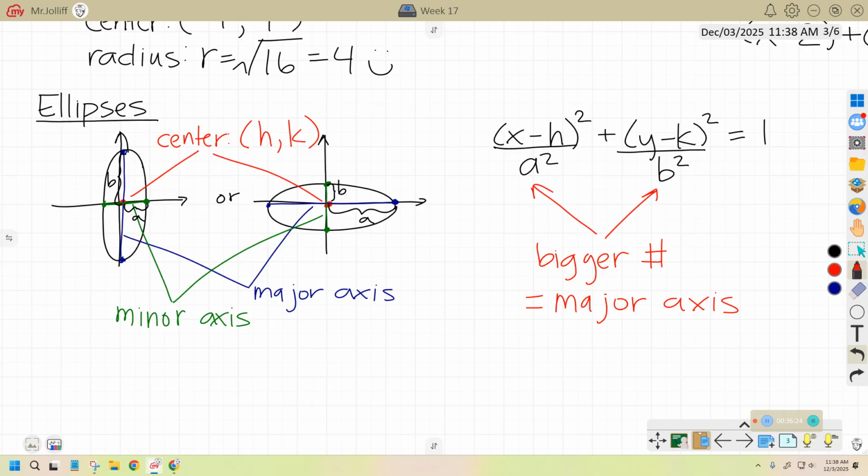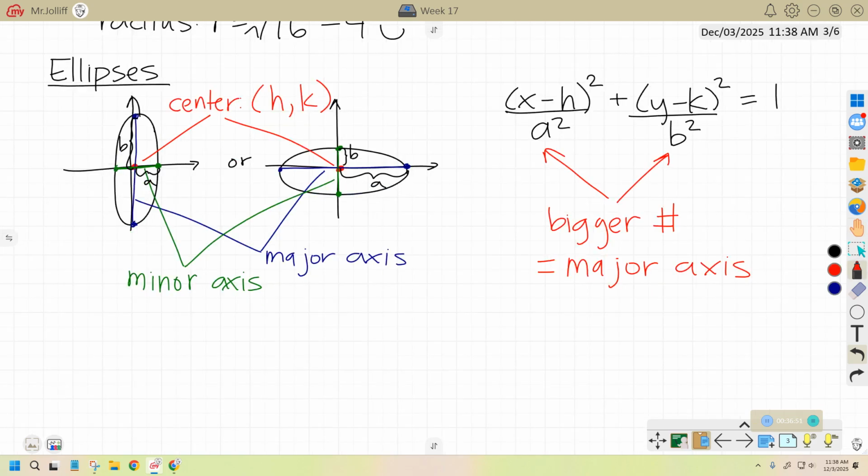So we're going to do the same thing that we did for circles. We're going to identify A, B, and the center. And then we're going to practice graphing from those. And then we're going to identify A, B, and the center from a graph. Yeah? Deep breath. Oh, and I should circle that because this is my standard form. Yeah. Happy face.